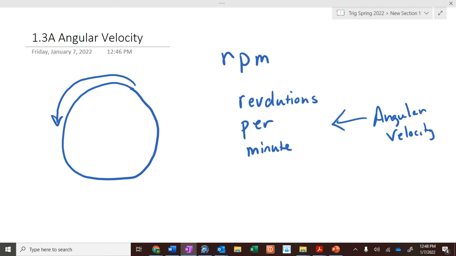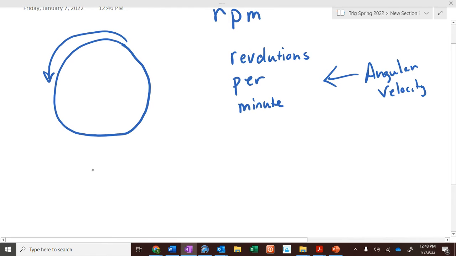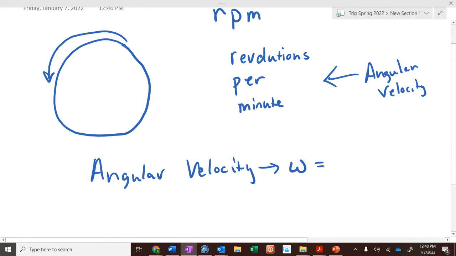Okay? So, when we talk about angular velocity in trig, we say that the angular velocity, which is W, equals the angle traveled divided by the time. The angle traveled divided by the time. So it's going to be in radians per some sort of time.